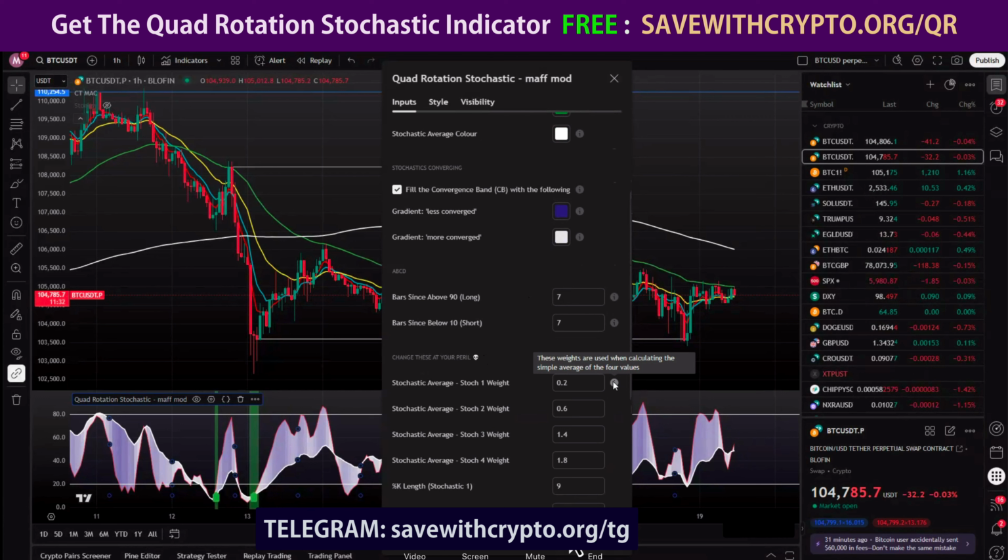So when it's calculating the average of the 4 values, the red stochastic one just multiplies by that number, and the stochastic 4, the green, multiplies by that number. So in other words, it emphasizes that one. You can play around with those.